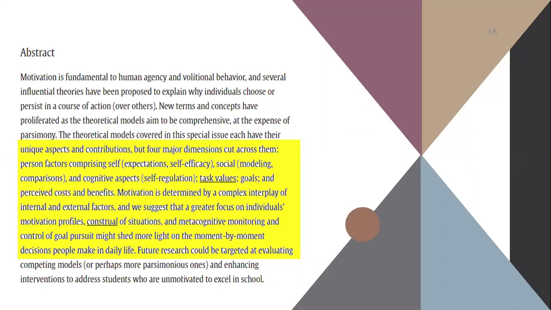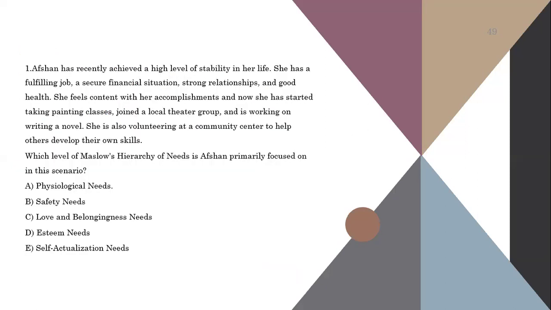Now moving towards some MCQ part. Number 1, Afsha has recently achieved a high level of stability in her life. She has a fulfilling job, a secure financial situation, strong relationships, and good health. She feels content with her accomplishments, and now she has started taking painting classes, joined a local theater group, and is working on writing a novel. She is also volunteering at a community center to help others develop their own skills. Which level of Maslow's hierarchy of needs is Afsha primarily focused on in this scenario?